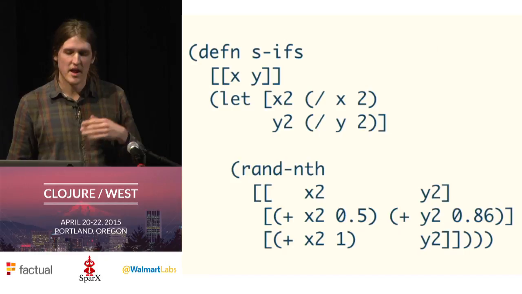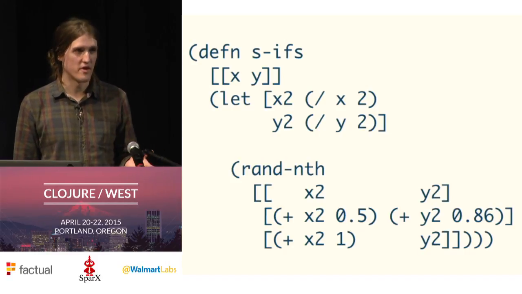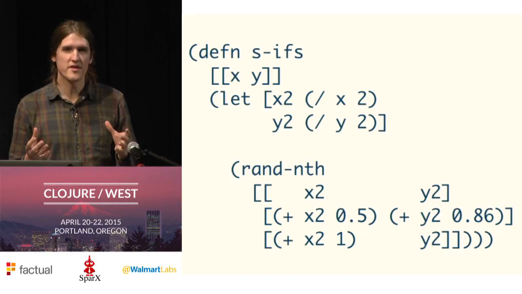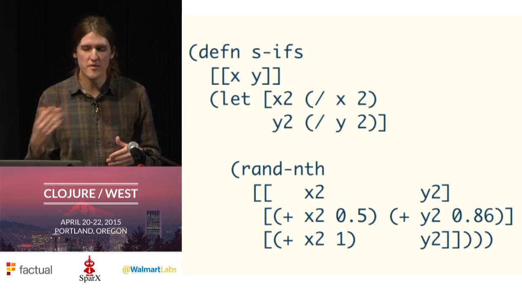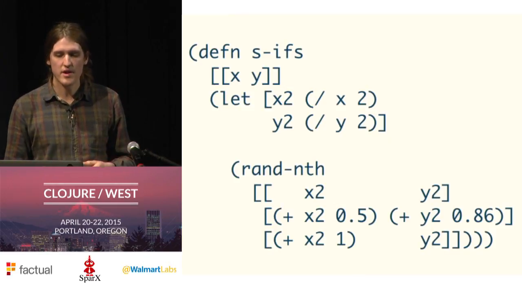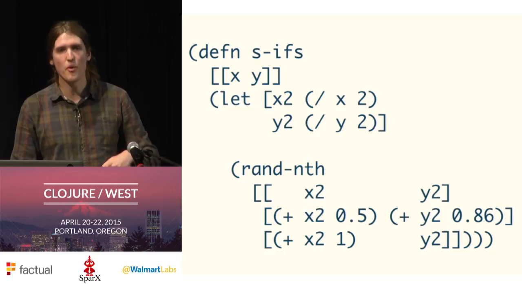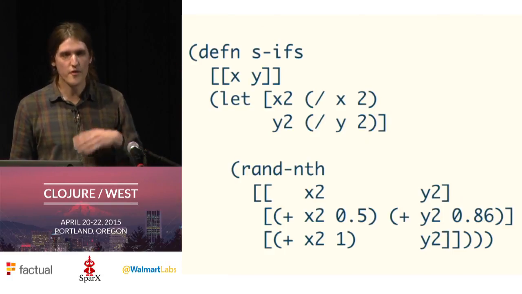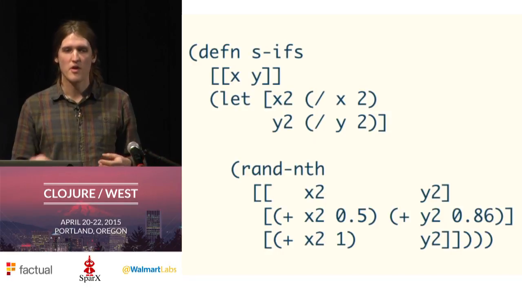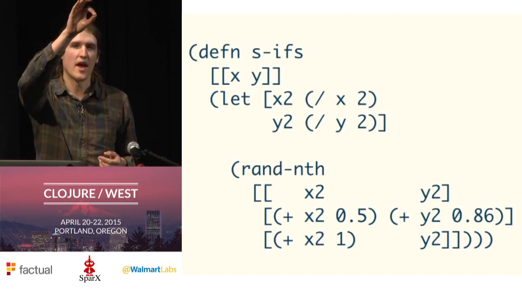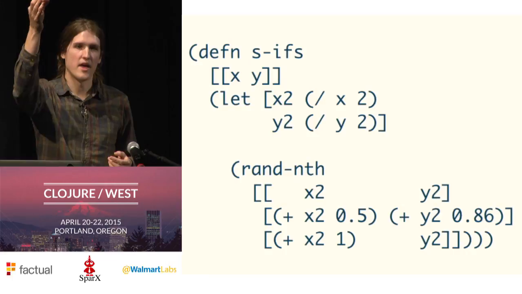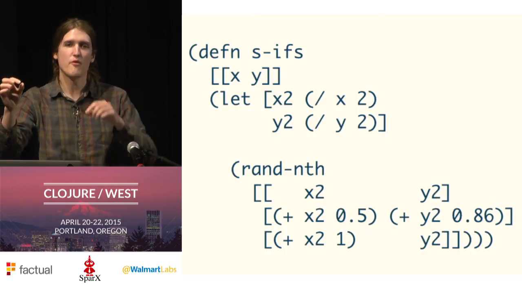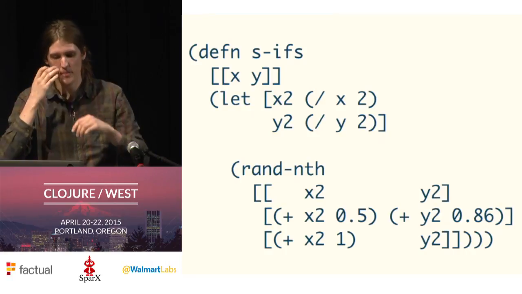So this is an IFS function, the SIFS function. It takes one point as its only argument, a two-vector with x and y elements. And it returns one of 3 points with equal probability. That's what the rand-nth part is doing. The first point it can return is relative to the input point. It has half the x value and half the y value. So it's halfway on a line between that point and the origin.